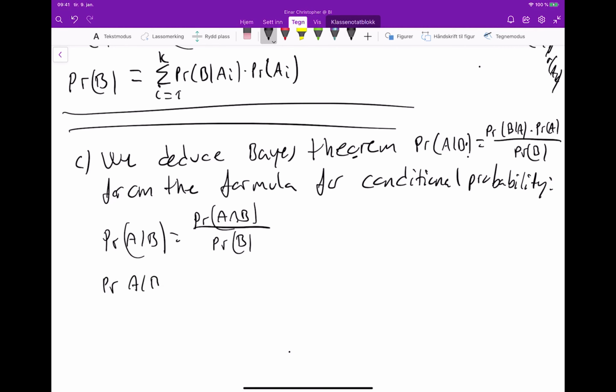But the probability of A and B we know can be written as, for example, the probability of B given A times the probability of A divided on probability of B. So yes, this should be quite clear from the exercises we did earlier in 4a and 4b, especially for A.